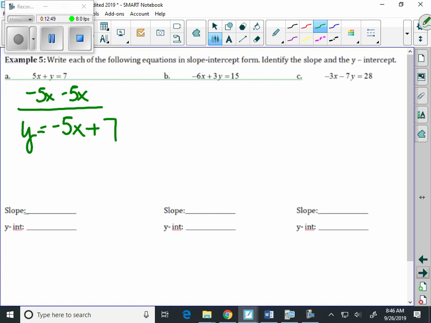But what we want to do now is identify what is the slope in this equation and what is the y-intercept. This is y equals mx plus b. The slope of this line is the number in front of x when we solve for y. It's -5. The y-intercept is 7. And again, as an algebra teacher, I often write this as (0, 7).